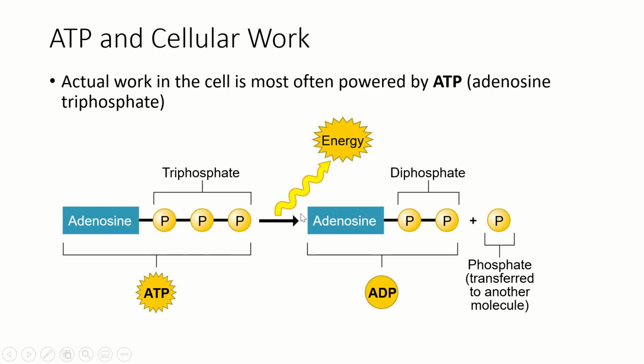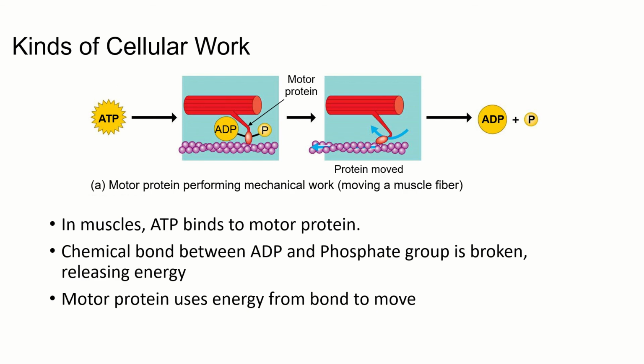Now, here's another way to look at it. You don't need to know how to draw these molecules. Okay, this is fine for me. A adenosine and 3 phosphate groups. Okay, if I ask you to draw it, that's all I'm asking of you. So we have ATP, 3 phosphates, break this bond, release energy, we get ADP plus a phosphate. Now, what can we do with this?